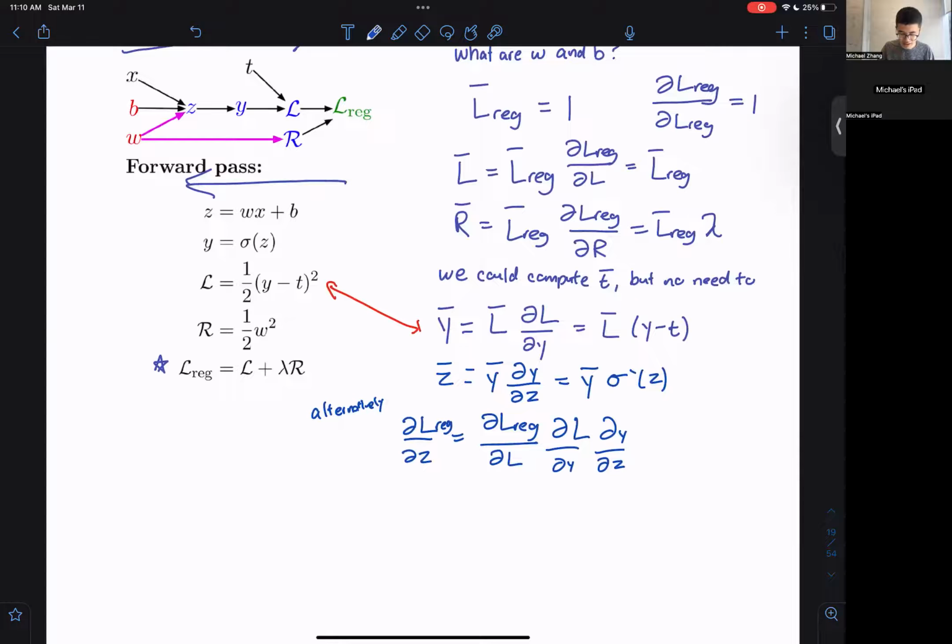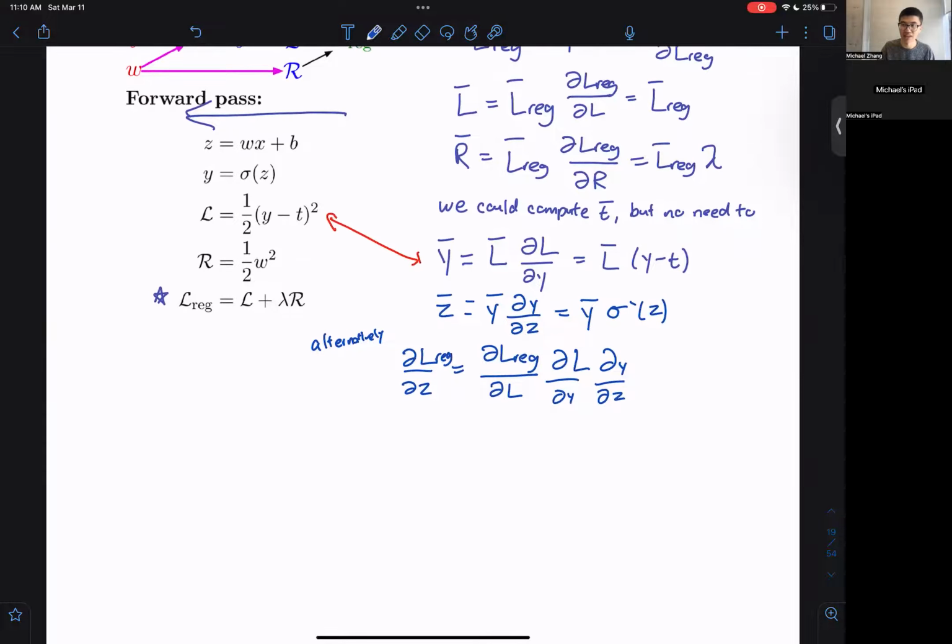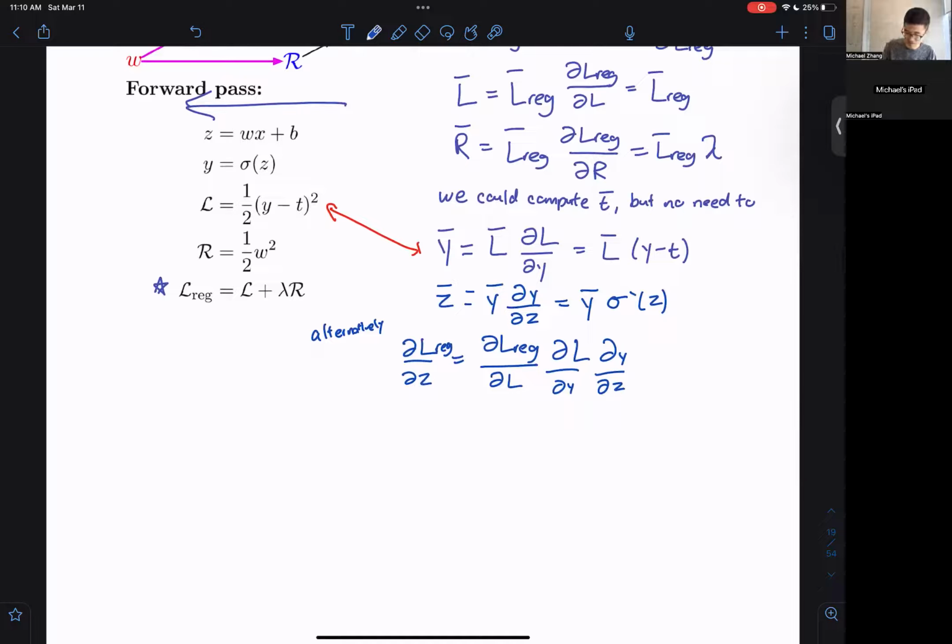Okay, so now we actually can go ahead and compute the derivative with respect to the bias, which is one of the things we actually want to update. So B bar, W bar, these are the params to update with SGD.